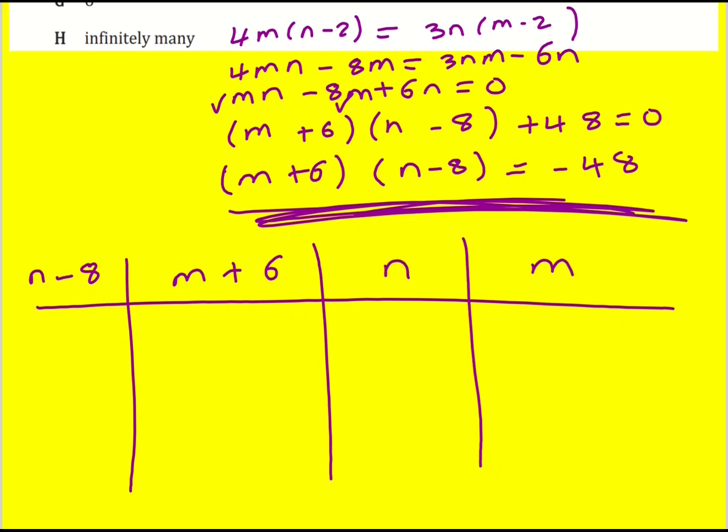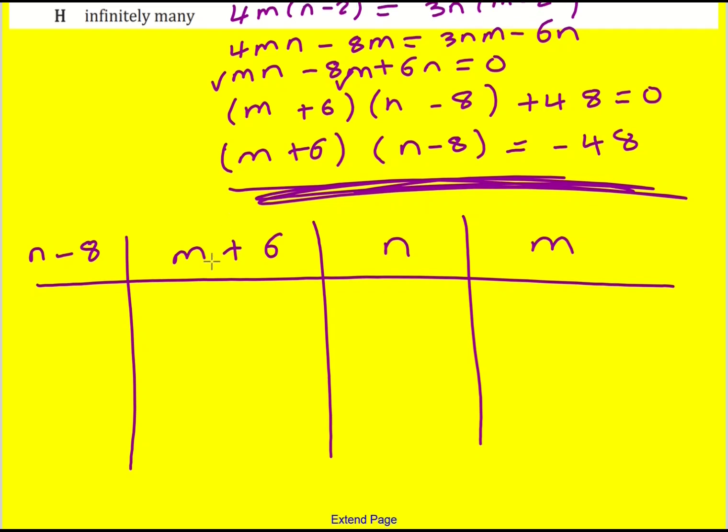Now, one of these has to be negative. So there's no way that this could ever be negative. So it's the n minus 8 that must be negative. So I need to look at factors of 48, but which one's, well, minus 48. So I don't know, I'm just going to write all of them down, to be honest.